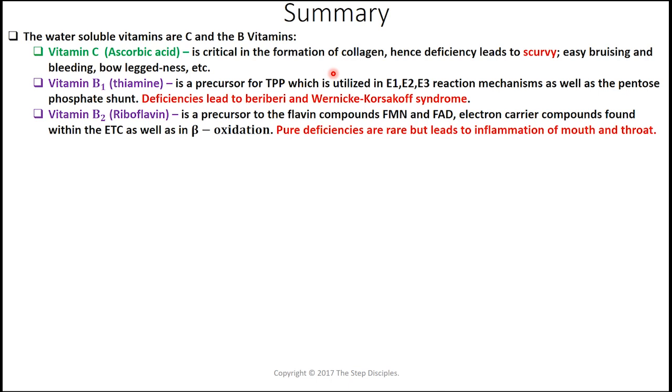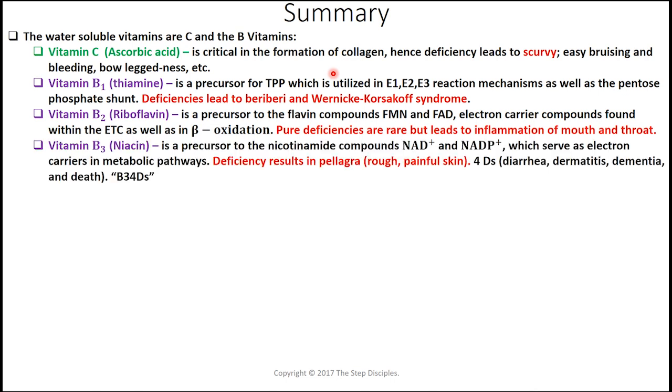So vitamin B2, or riboflavin, is a precursor for the flavin compounds FMN and FAD, electron carrier compounds found within the electron transport chain as well as in beta oxidation. Deficiencies are rare but lead to inflammation of the mouth and throat. Vitamin B3, or niacin, is a precursor to the nicotinamide compounds NAD+ and NADP+, which serve as electron carriers in metabolic pathways, and deficiency results in pellagra, rough, painful skin. There's the 4Ds associated with deficiency: diarrhea, dermatitis, dementia, and death. B3, 4D is a little mnemonic for you.